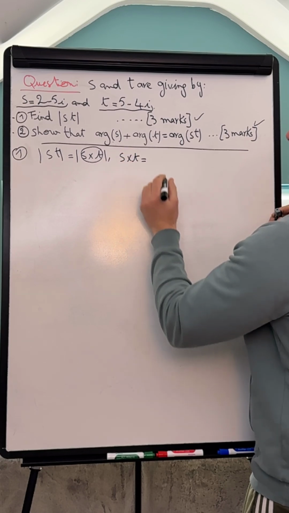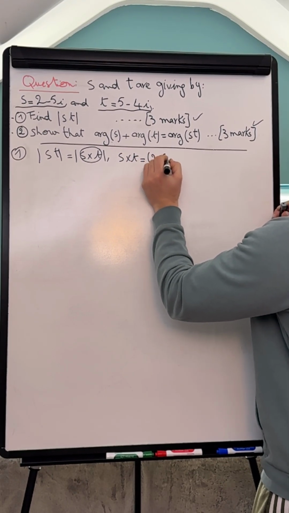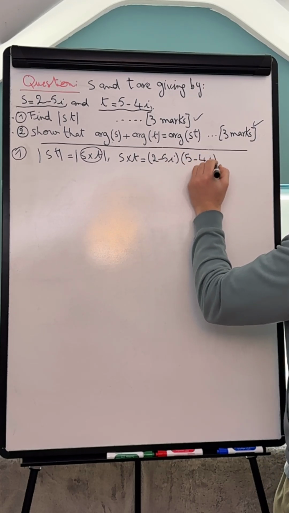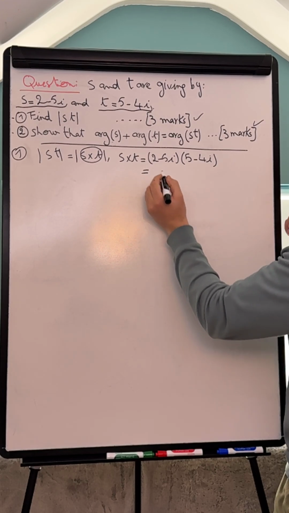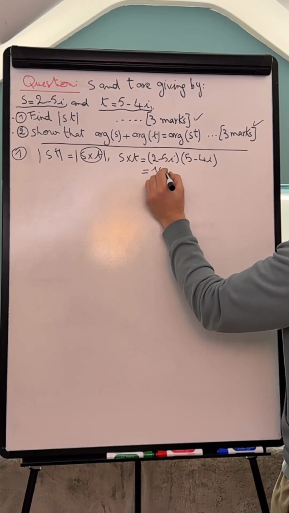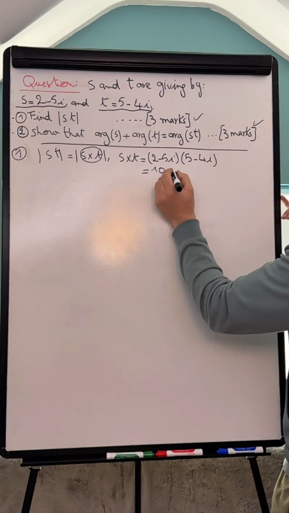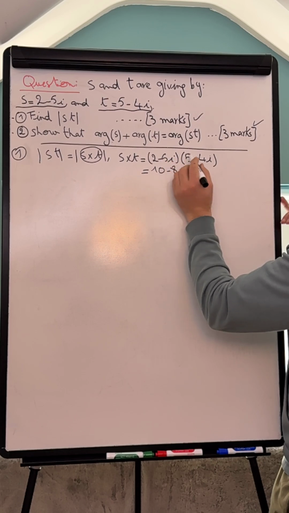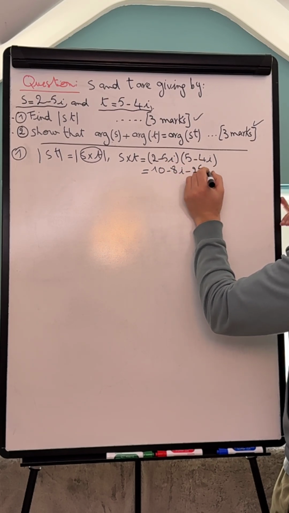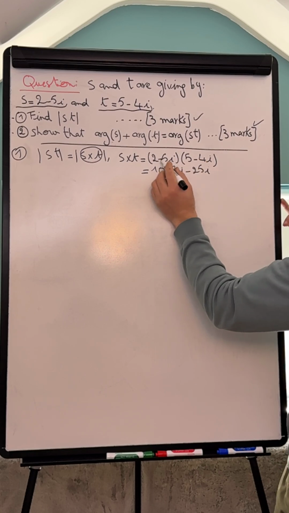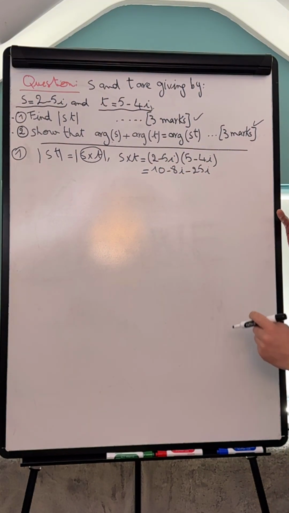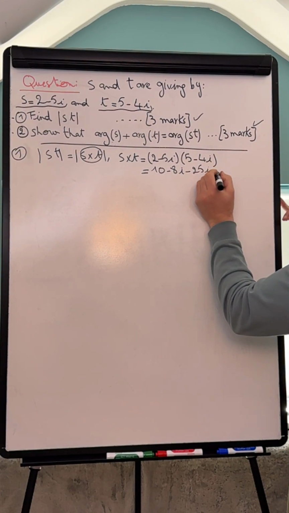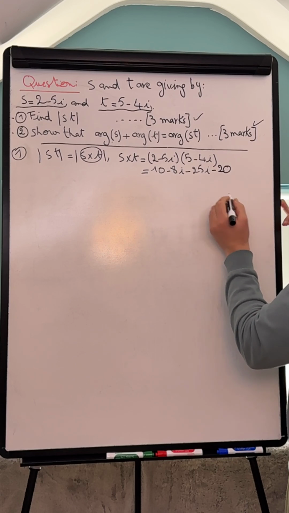S times T equals 2 minus 5i times 5 minus 4i. To simplify it, we distribute: 2 times 5 is 10, 2 times minus 4i is minus 8i, minus 5i times 5 is minus 25i, and minus 5i times minus 4i is plus 20i squared, which, since i squared is minus 1, is going to be minus 20.